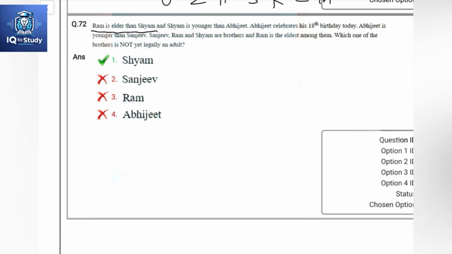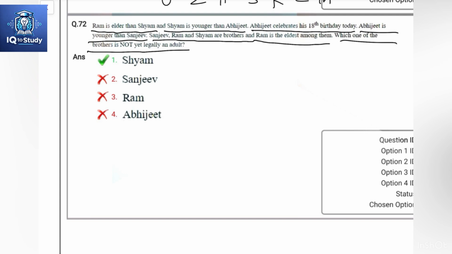Ram is elder than Shyam and Shyam is younger than Abhijit. Abhijit celebrates his 18th birthday today. Abhijit is younger than Sanjeev. Sanjeev, Ram and Shyam are brothers and Ram is the eldest among them. Which one of the brothers is not yet legally an adult?